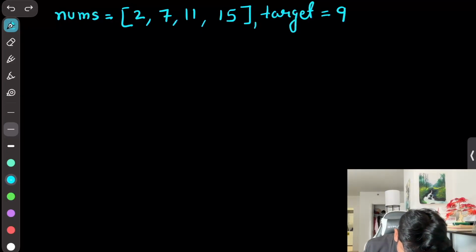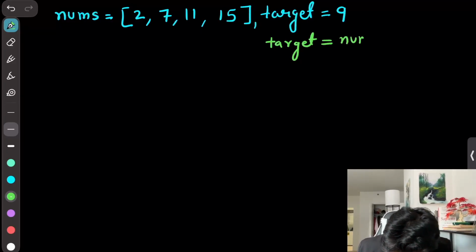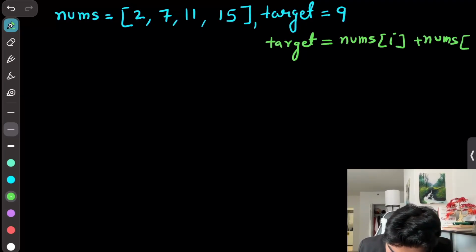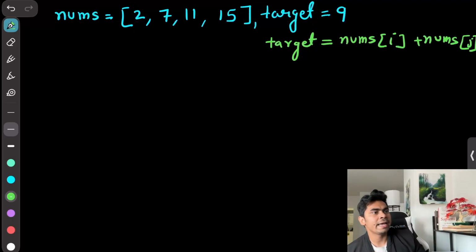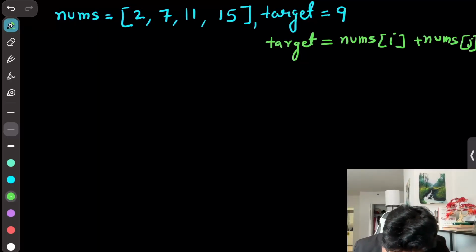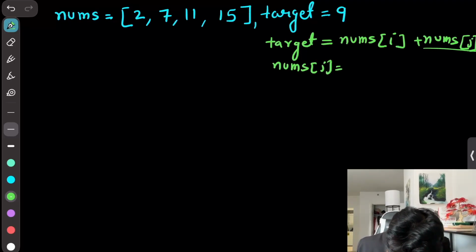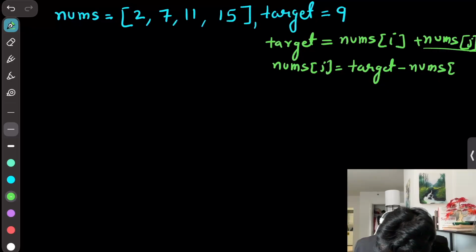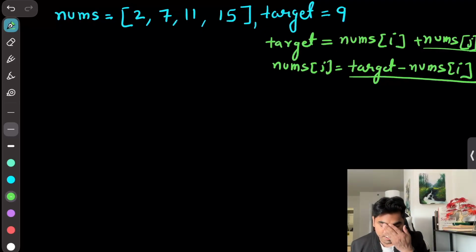I know for sure that this target right here will be the sum of two numbers, right? From my nums, it's not wrong to say that this is going to be the sum of nums i and nums j. So if I am looking for nums j, I can write this as nums j equals target minus nums i. Isn't this what I am looking for?